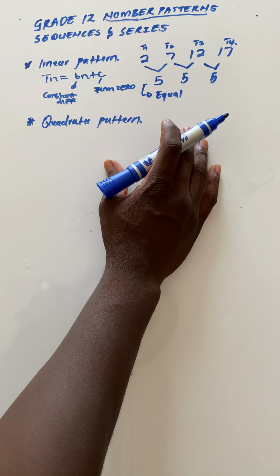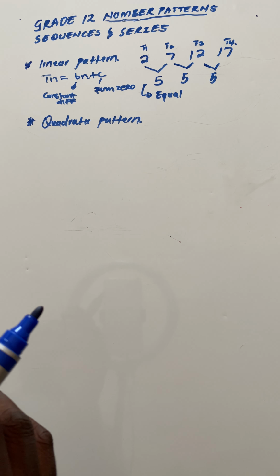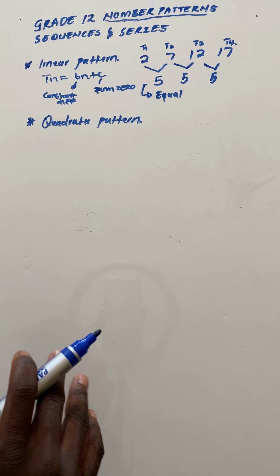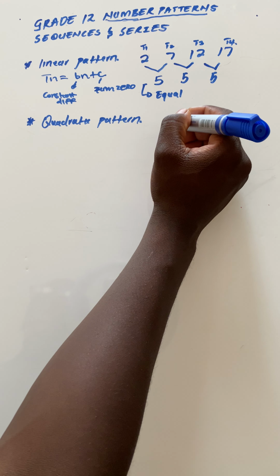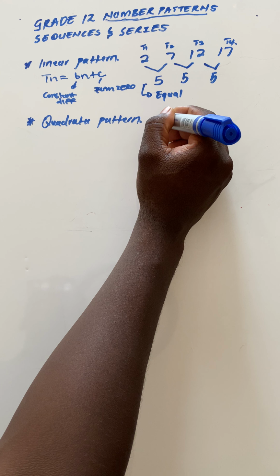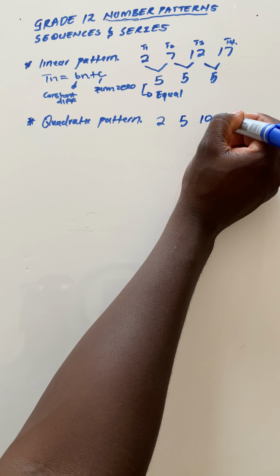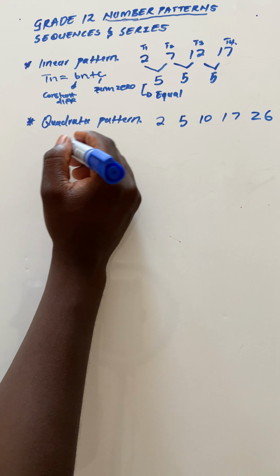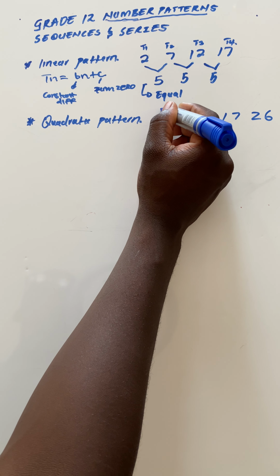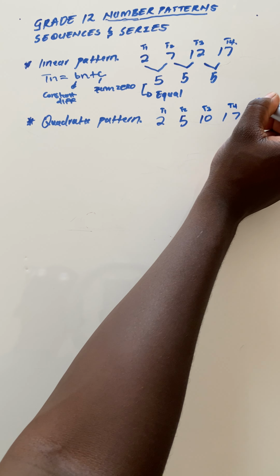So now we said we're going to the quadratic number pattern. So what was significant about a quadratic number pattern? In a quadratic number pattern, you were dealing with what we call a second difference. So let's say you had a 2, you have a 5, you have a 10, you have a 17, you have a 26, right? So what you do there is to find the differences. So there will be term 1, term 2, term 3, term 4, and term 5, right?